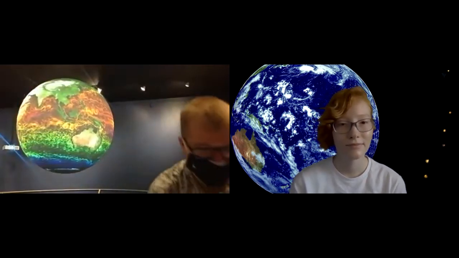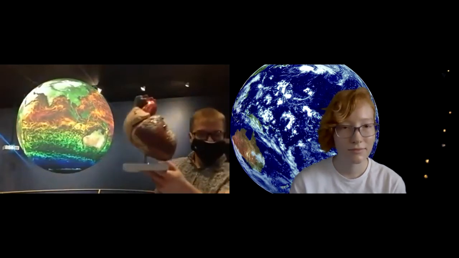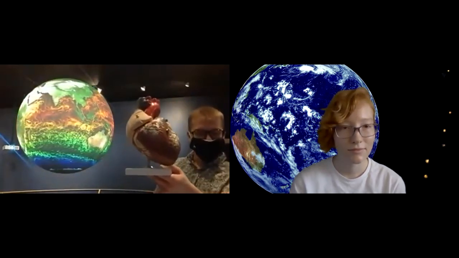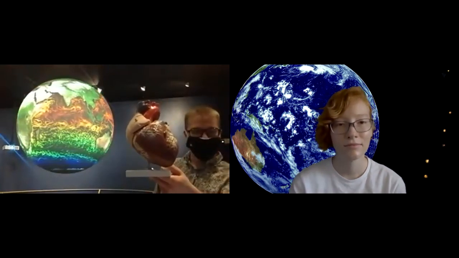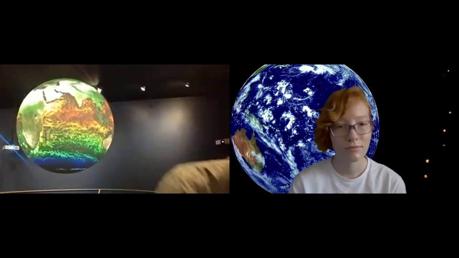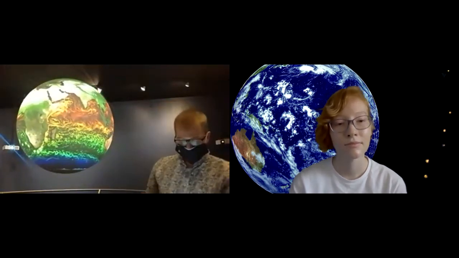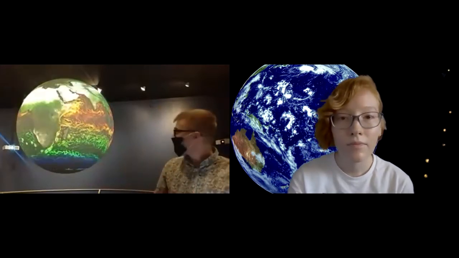And so I have a model here of a human heart to kind of give you guys an idea that the human heart and the Earth are very similar to each other. They both pump things all around their bodies to change heat and nutrients all around the organism. So I'm going to change one more thing about this picture so we can see this a little bit easier.